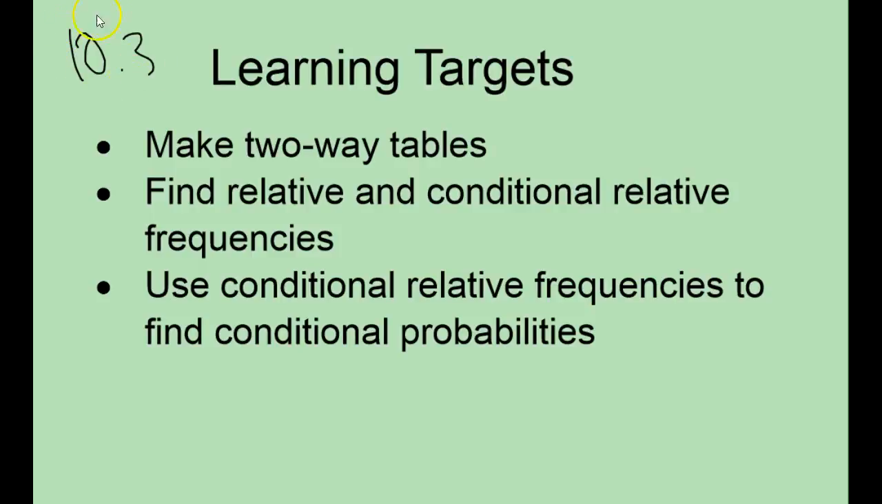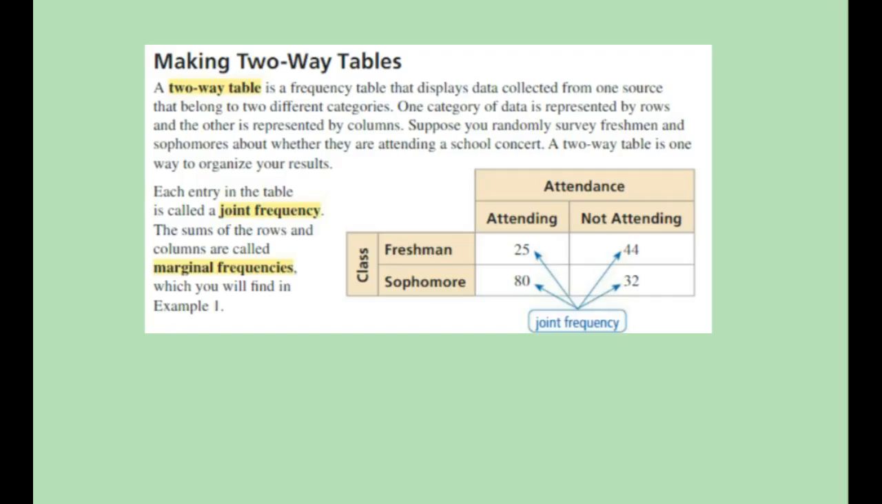So here we're looking at section 10.3, and our learning targets are, first, we're going to make two-way tables and figure out what those look like. Then using those two-way tables we're going to find relative and conditional relative frequencies, and then we're going to use those conditional relative frequencies to find some probabilities. So first let's look at what a two-way table is.